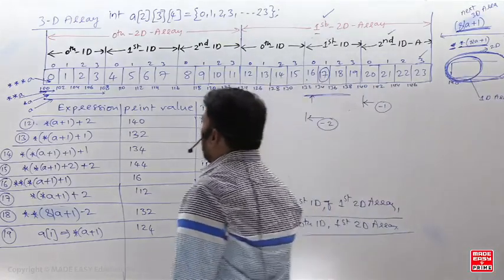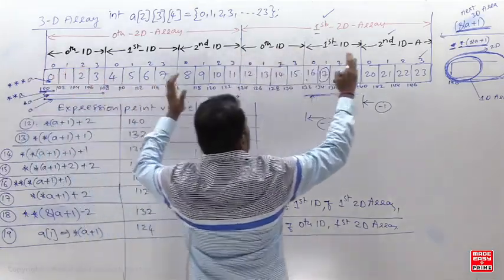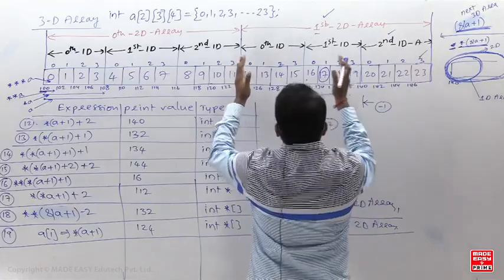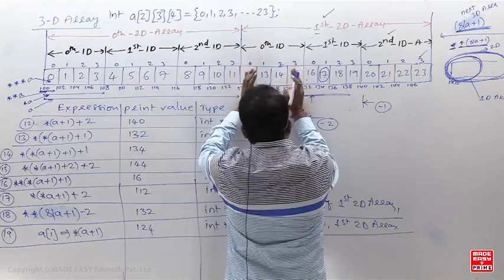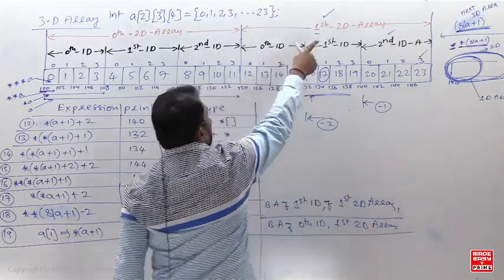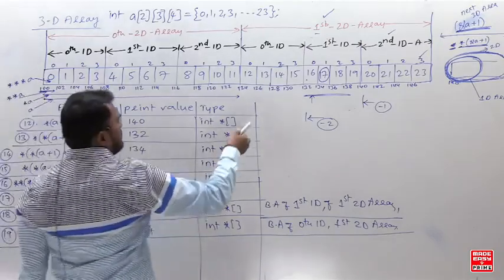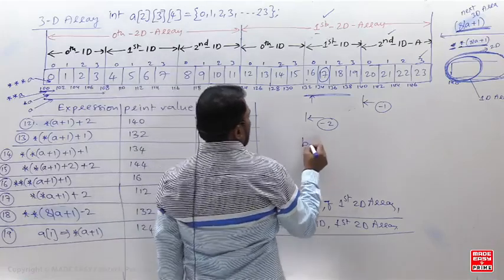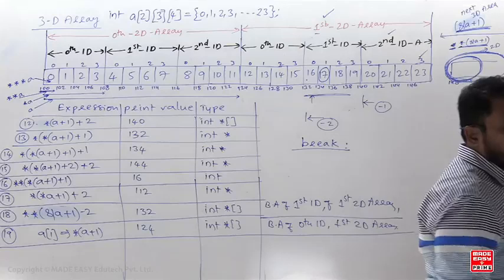Okay, a plus 1 whole star. A means this one, a plus 1, this one, a plus 1 whole star. Okay, you are coming here. Is that clear? Right. So now you are pointing to the 0th 1D array, the 0th 1D array of the first 2D array. So that is 124 and it's pointing to the 0th 1D array. So type is int star. So let's have a break. After the break, you write down the homework and other things.